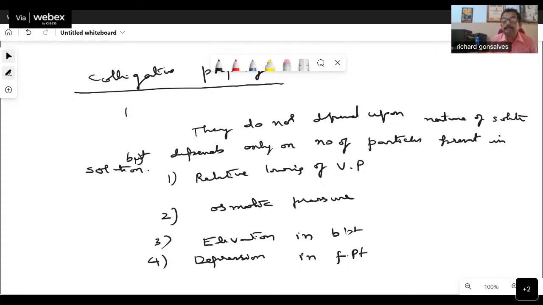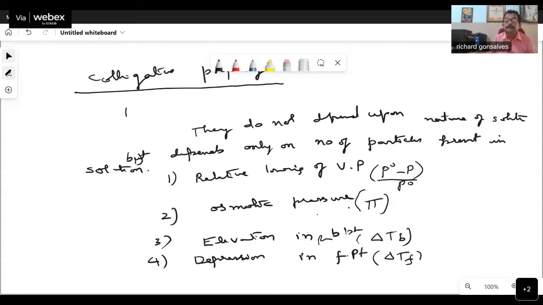They are mathematically written like this. Osmotic pressure is given as pi. Relative lowering of vapor pressure is given by P naught minus P divided by P naught. Elevation in boiling point is written this way, delta TB, and depression in freezing point is given as delta TF.